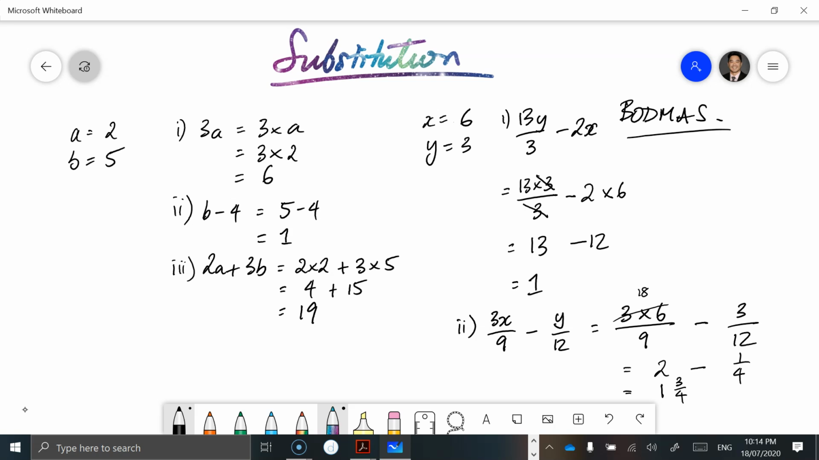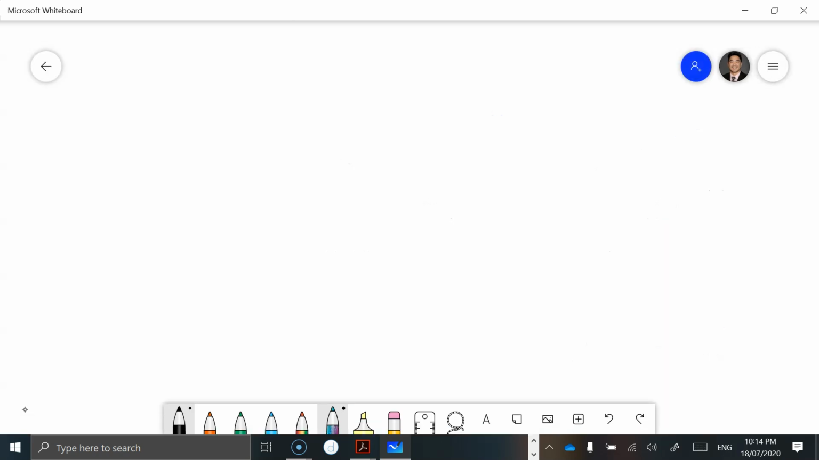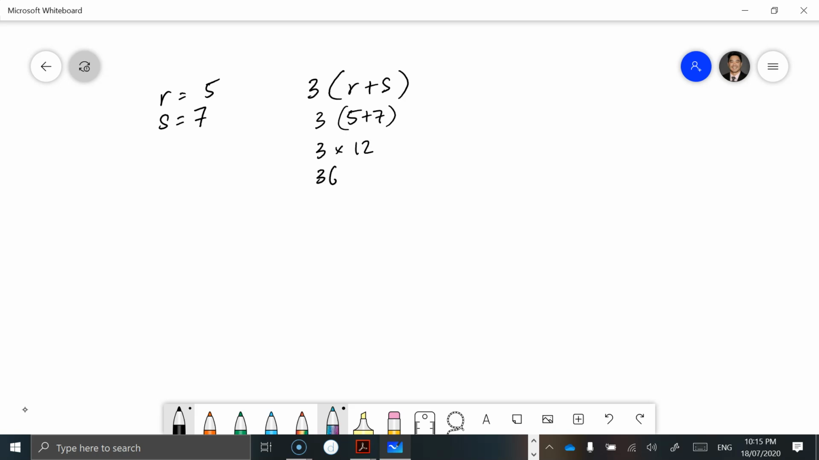Okay, so let's work on with brackets. BODMAS is still the same thing, and it doesn't become any more complex. It's just going to take a little bit longer than usual. So let's say R is equal to 5 and S is equal to 7, and we have 3 outside of R plus S. Well, R plus S, 5 plus 7, is multiplied by 3. 5 plus 7 is 12, and 12 times 3 is equal to 36.